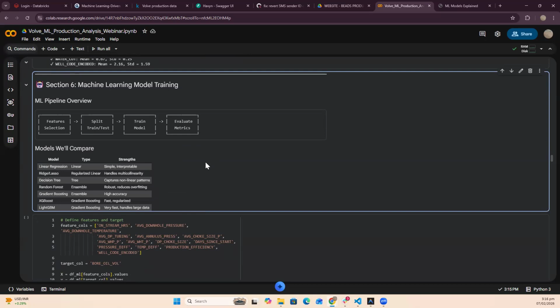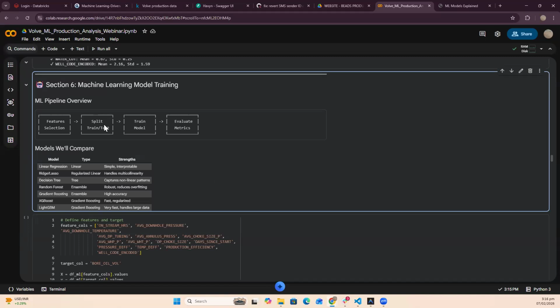We have a lot of features, so we have to ensure that we are selecting the best features. This is where domain expertise comes into place. You know that temperature is very vital to production. Pressure is very vital to our production. So you select all the features that you think are going to play a major role in the production. When that is done, we split the data into train and test.